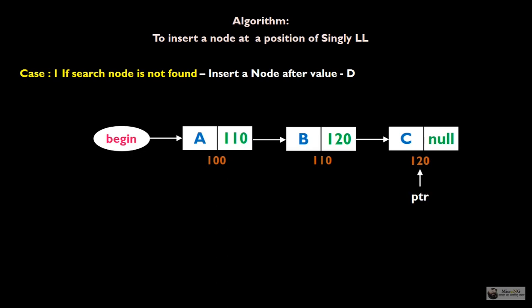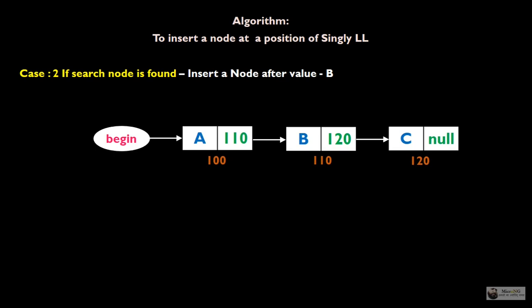So make the pointer go to next. Here also the data is not matching. We are searching for D, and it is not equal to D. So make the pointer go to next. Once it reaches null, we can say that it's an invalid position. We are not able to insert a node after D.